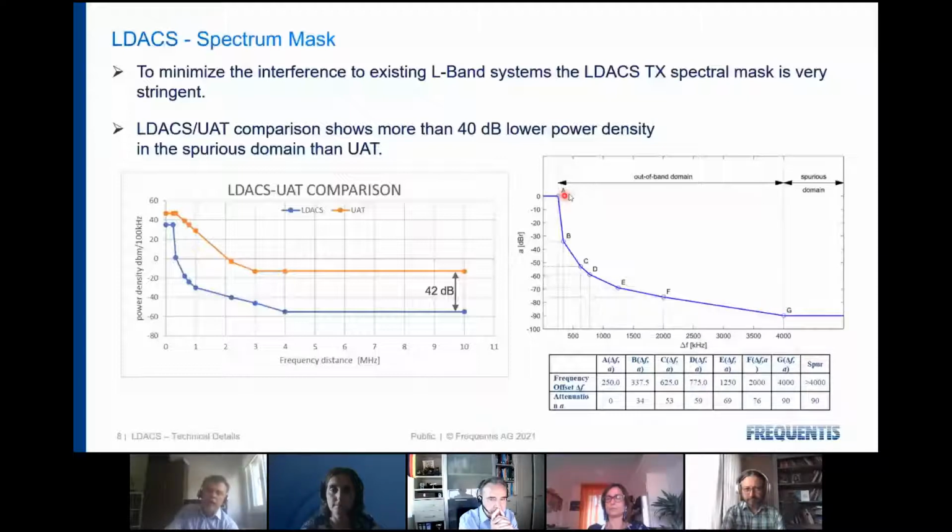The high demands of the spectral mask can be seen best if you compare this with another system. On the left, you see the comparison between LDACS and UAT, the other communication system in the L-band, and you see that in the spurious domain, that means at 4 megahertz distance from the passband, LDACS produces 42 dB less power density than the UAT, which is very important to provide the compatibility with the legacy systems.